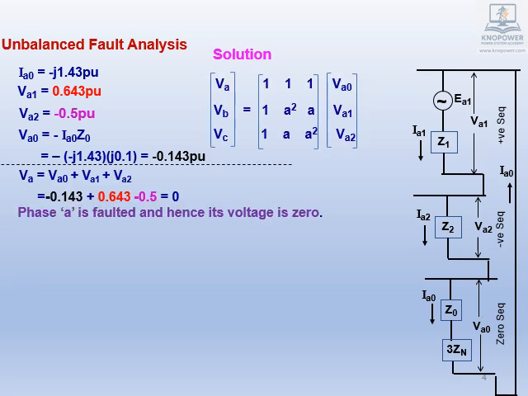We have studied in previous module how to reconstruct phase voltages from sequence voltages, using the matrix shown, and operator a. From the first equation in matrix, VA equals VA0 plus VA1 plus VA2. VA0 is minus 0.143. VA1 is plus 0.643. VA2 is minus 0.5. Sum VA equals 0. The result is obvious. Phase A is the faulted phase, and its voltage has to be 0.